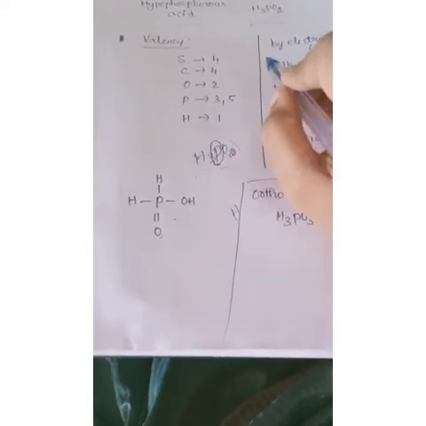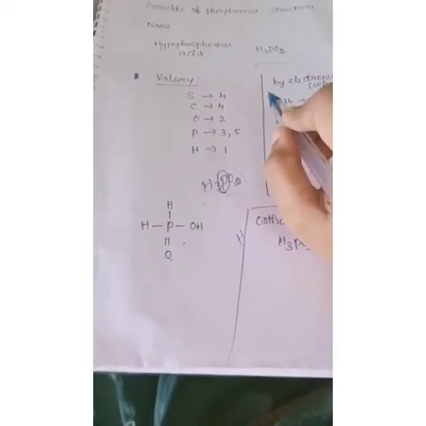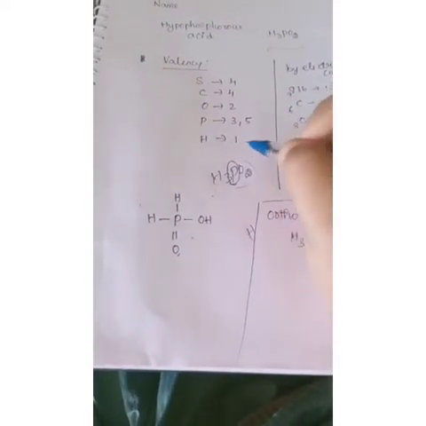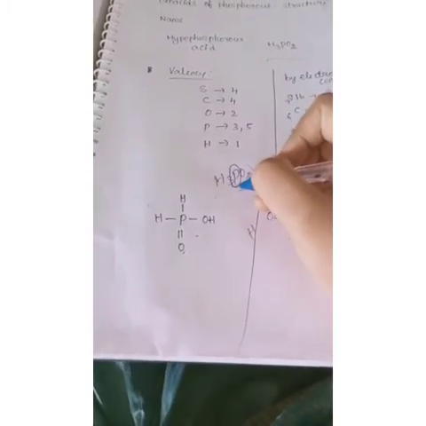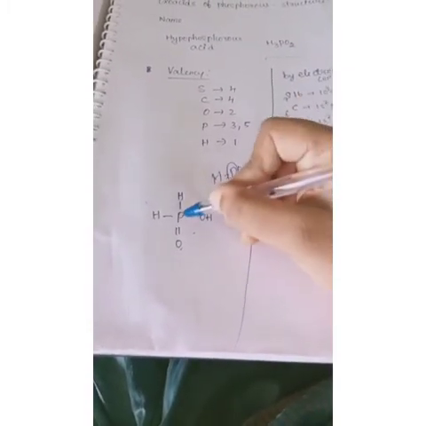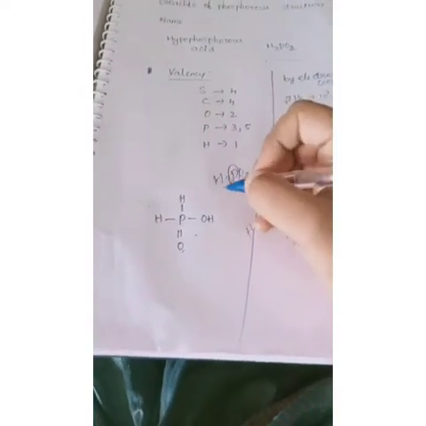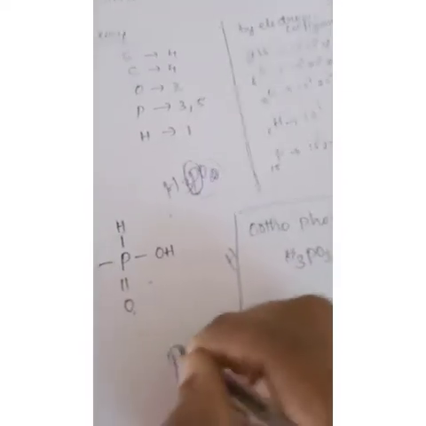Okay, now we write the structure of hypophosphorus acid. What is the central atom? Phosphorus is the central atom. So I write it here in the center. Then, how many hydrogens are present? 3 hydrogens and 2 oxygens. First of all, you should write phosphorus, 1.